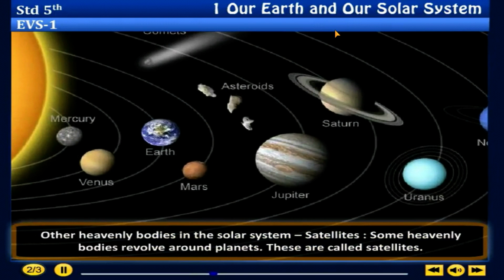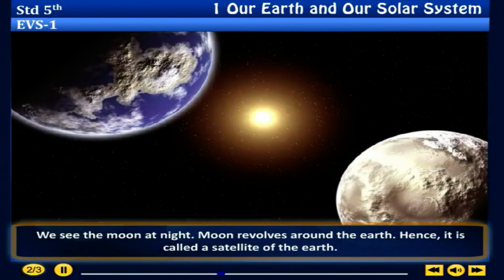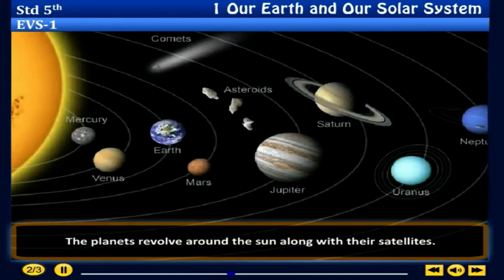Satellites. Some heavenly bodies revolve around planets. These are called satellites. We see the Moon at night. The Moon revolves around the Earth. Hence, it is called a satellite of the Earth. The planets revolve around the Sun along with their satellites.